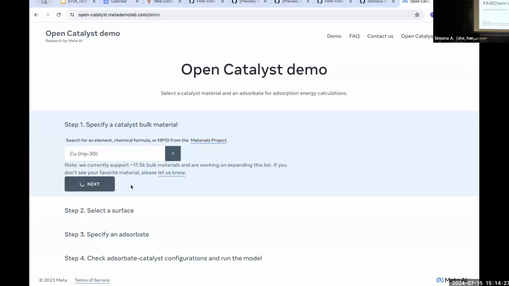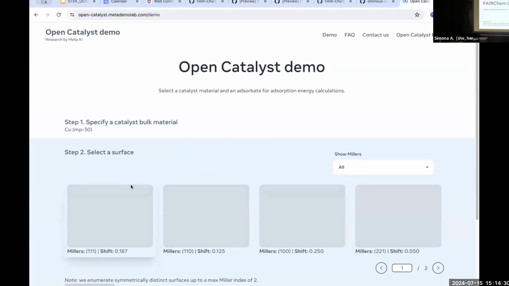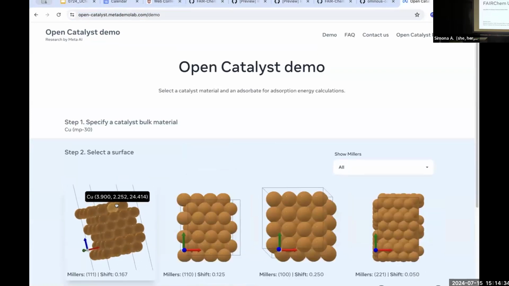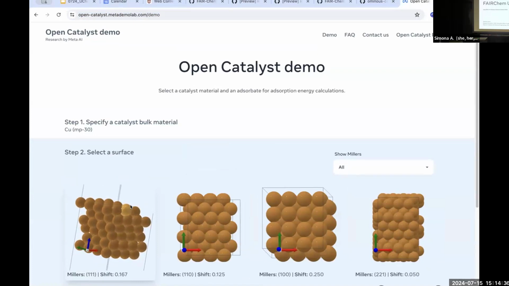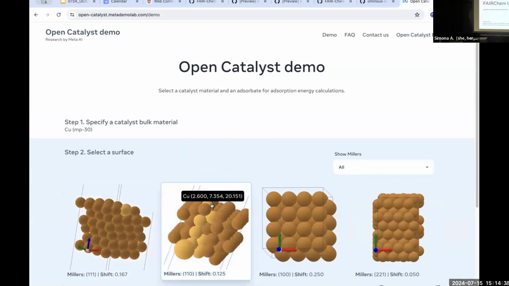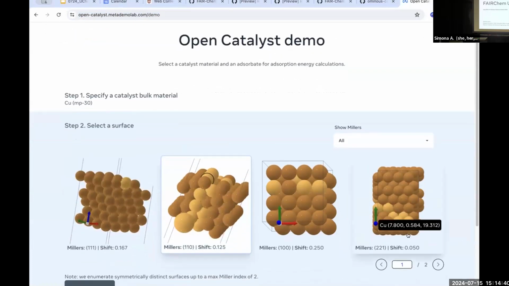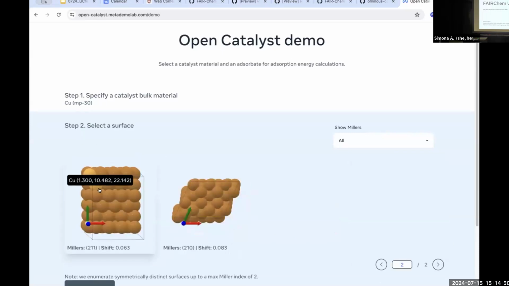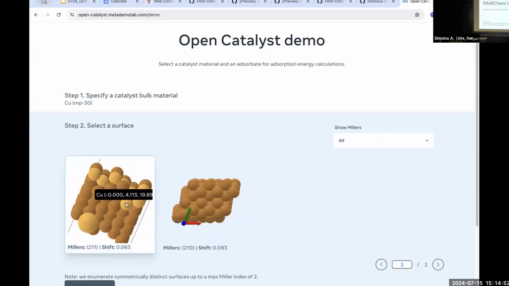I click next. In catalysis, we're interested in facets of these materials. So these are basically different surfaces that you can get. You can get a flat surface. You can get a step surface. These are all different possibilities for different reaction sites where something might come in and bind and react. These are all possibilities. And so I'm going to look for the copper 211. These steps are known to be quite interesting for CO2 electroreduction.